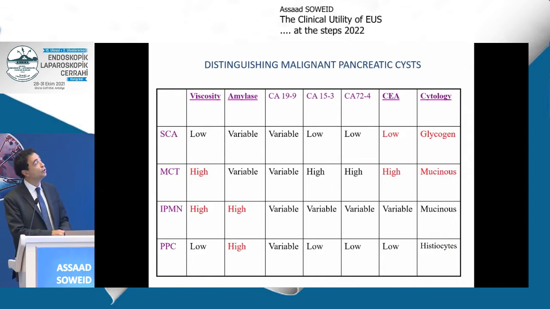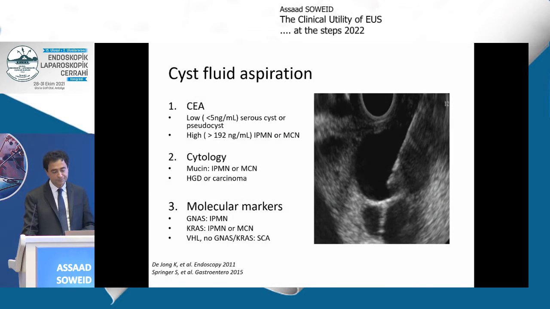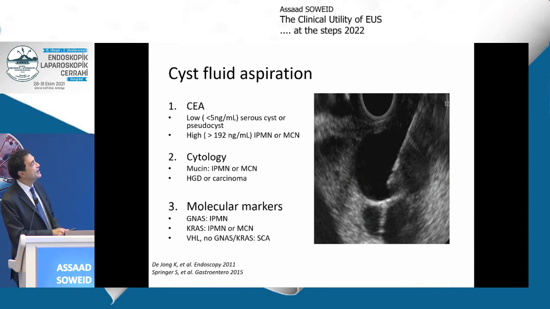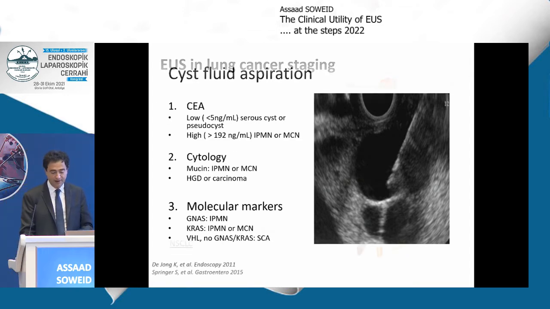If we put a needle in and look at the viscosity, amylase level, CA19-9 level, cytology, etc., we can get a very good idea if this is pre-malignant, that is a mucinous tumor, or not. So again, when we put a needle inside a cyst in the pancreas, we determine the CEA level, cytology, and we can also do molecular markers such as GNAS or KRAS to determine if this is a mucinous cystic neoplasm or an IPMN, etc. So this is also very helpful.